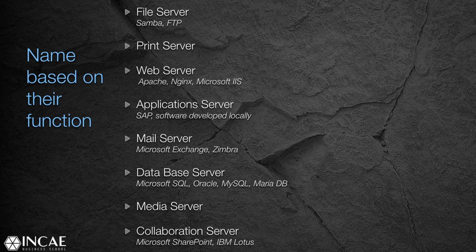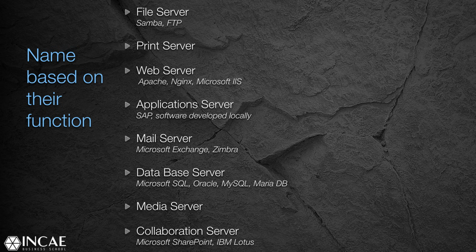We also have application servers. These are the servers that run the enterprise applications such as an ERP system, for example SAP, or any other application developed locally by the firm. Mail servers, which were widely used before the emergence of Office 365 or Google's Gmail, such as Microsoft Exchange or Zimbra, were used in firms to handle all the mail of the users.